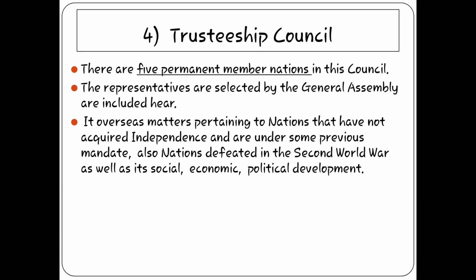Now moving to the fourth organ of the United Nations, the Trusteeship Council. There are 5 permanent member nations in this council. The representatives are elected by the General Assembly. The main aim of the Trusteeship Council is to give help to the countries that were defeated in the Second World War, as well as its social, economic, political development.